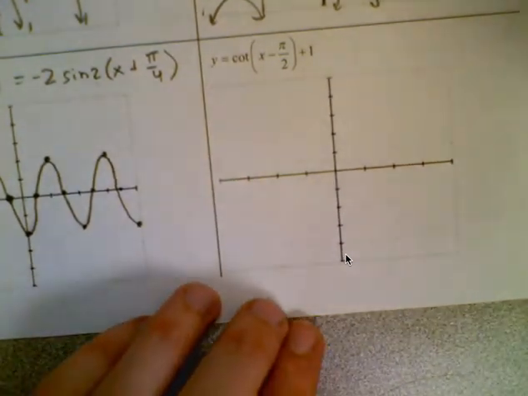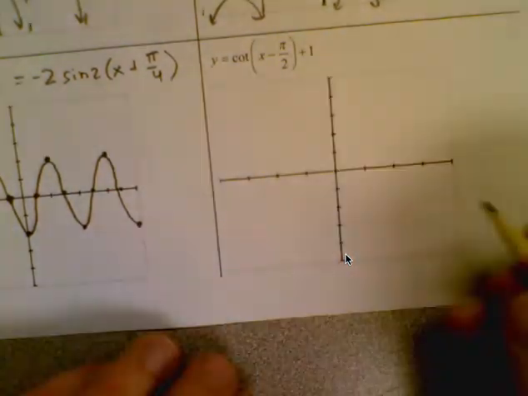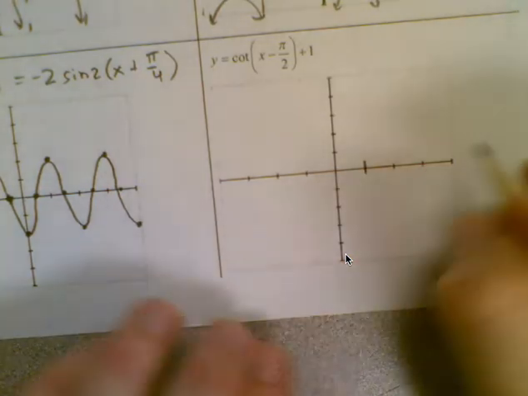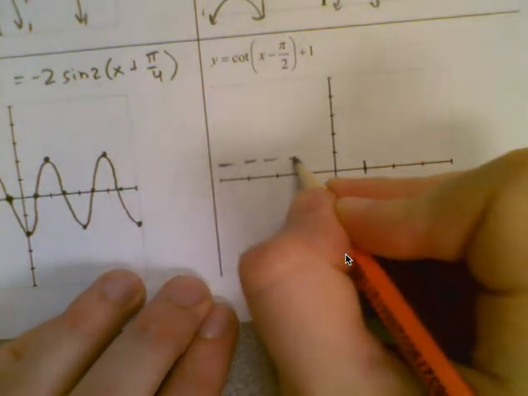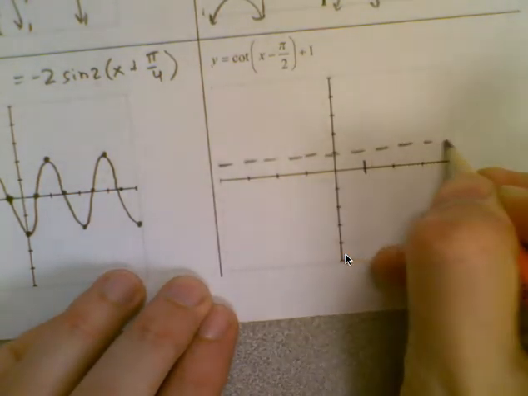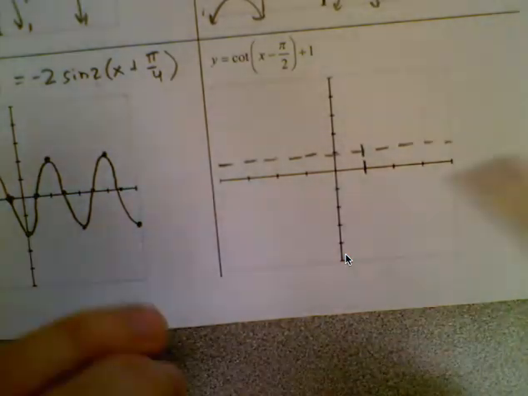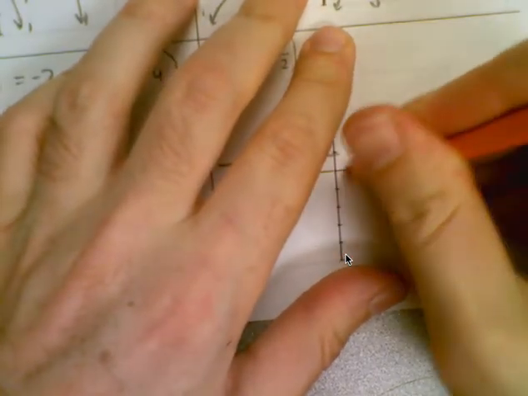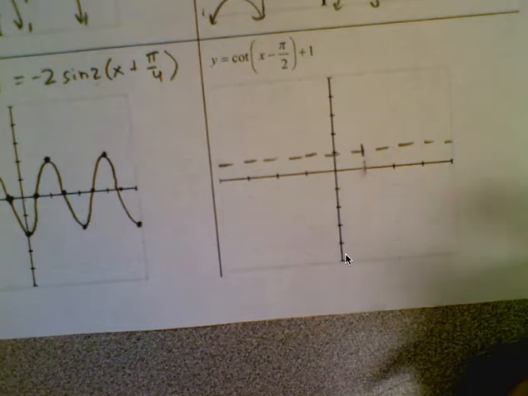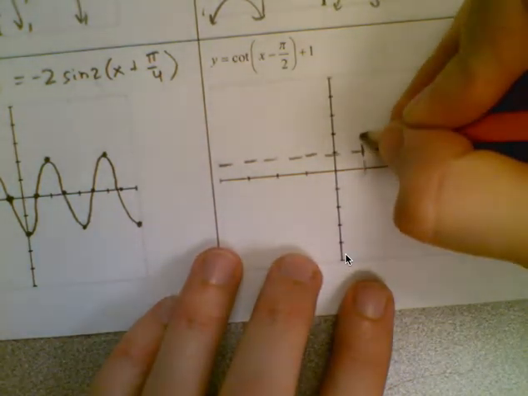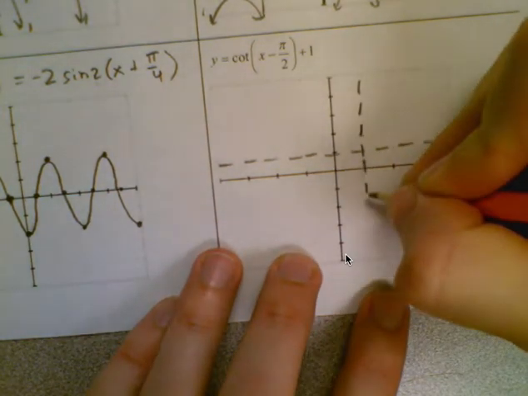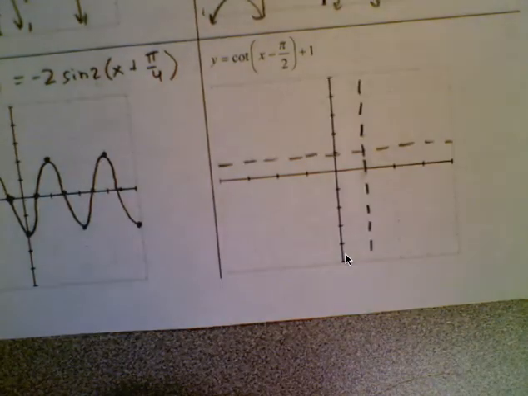So for the last one on here, we've got a cotangent graph. We know right away that it has a horizontal shift of pi over 2 to the right and a midline at y equals 1. I should put that line right there. Now for cotangent, you need to know that it starts with an asymptote. So it turns out right here is where its asymptote is going to be.